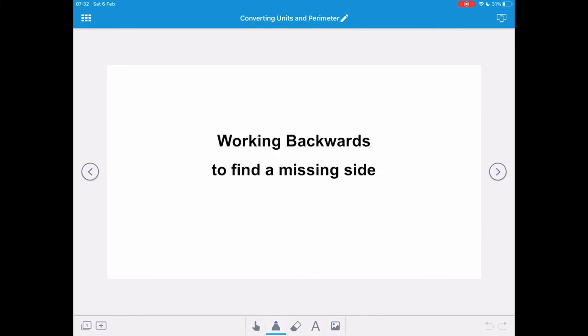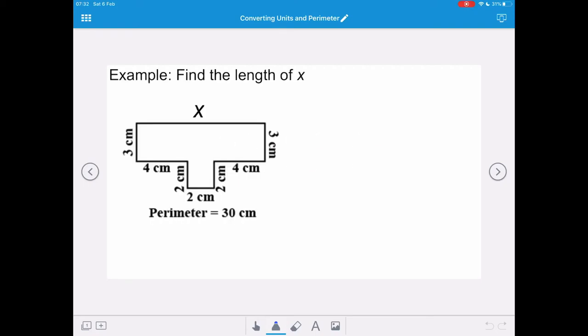Now, if we want to work backwards to find a missing side if we're given the perimeter, then we can look at this example where we want to find the length of x. And x is the top edge of this 2D shape. We're told in the question what the other sides are and that the perimeter is 30 centimetres. So the first thing we're going to do is add the given sides.